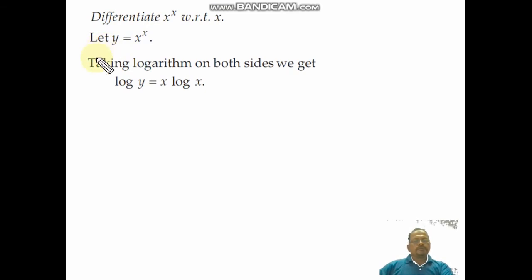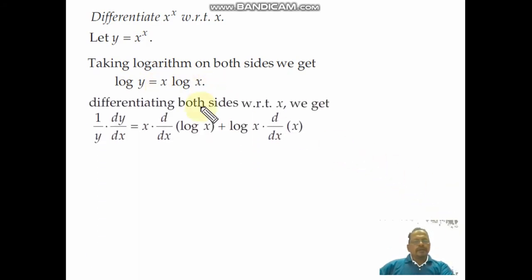As usual, the first step is taking logarithms on both sides. After taking logarithms on both sides, we get log y on the left hand side, and on the right hand side log of x raised to x. That x can be taken in product and we get log y is equal to x log x. Differentiate this with respect to x.